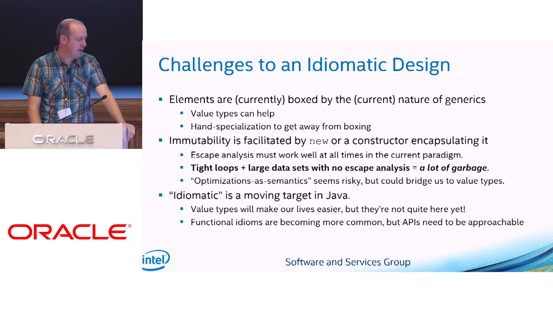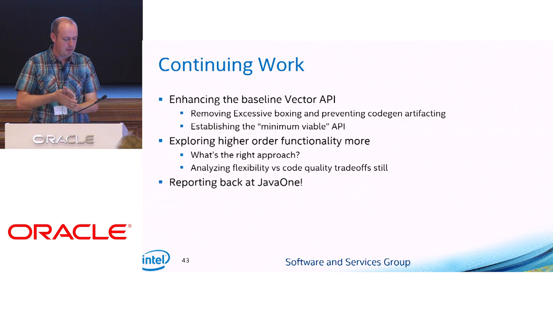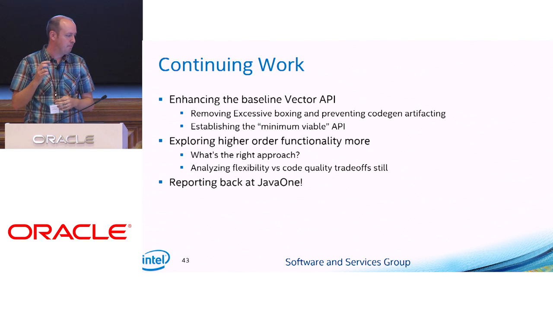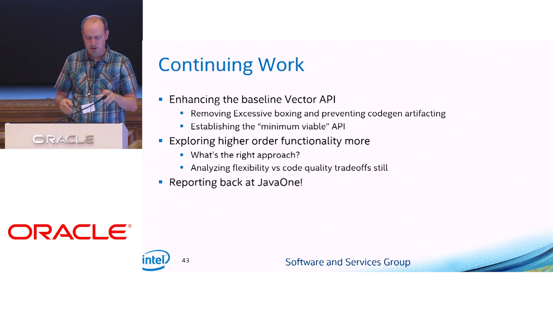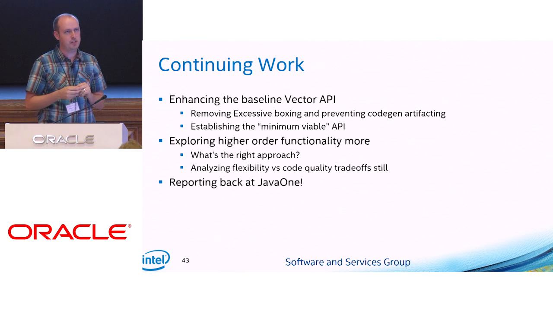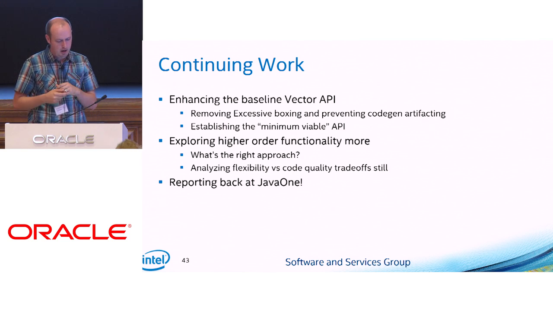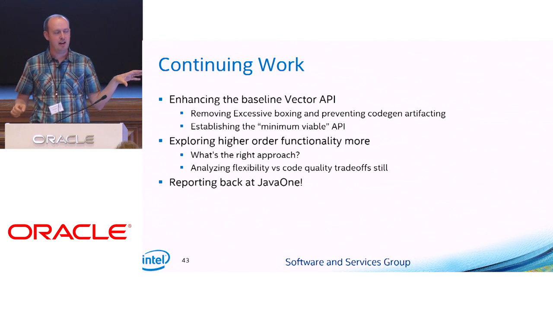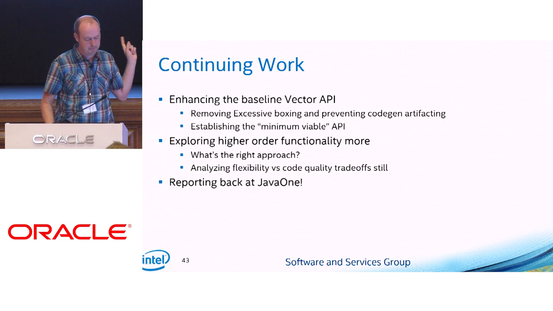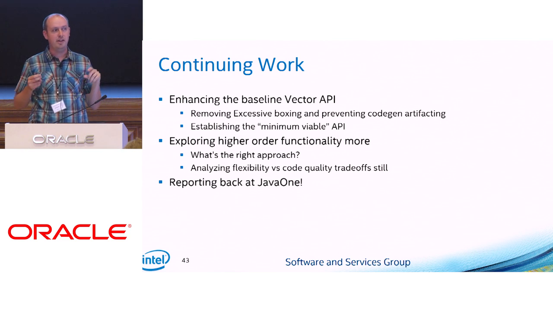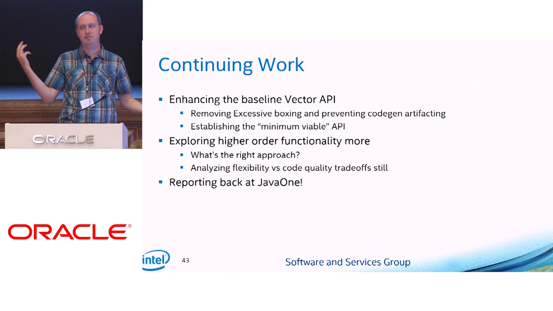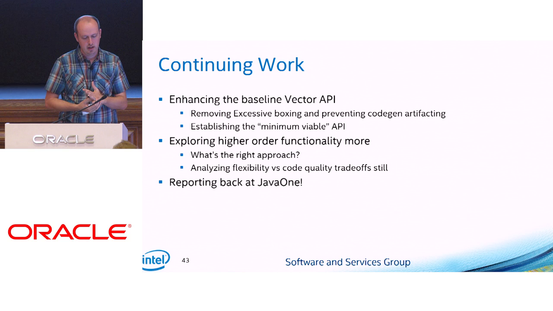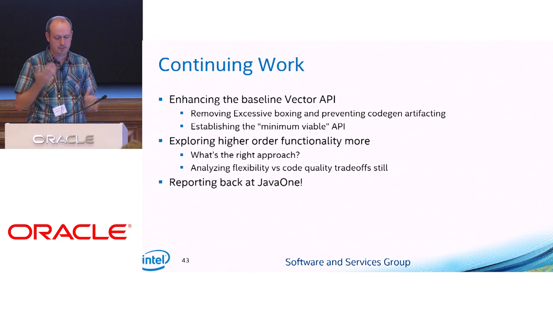So anyway, continuing work, we're enhancing the baseline vector API, finding that minimum viable API. Doing some more exploration on higher order functionality because I think that's a really rich and very powerful component of the API. And we're digging into what the trade-offs are. What I showed you in this last set of images of code generation was an incredibly specialized, data-specific, operation-specific set of code gen. So how can we back off of that and still get the code quality that we want and be flexible? What are the trade-offs? What do we have to do?